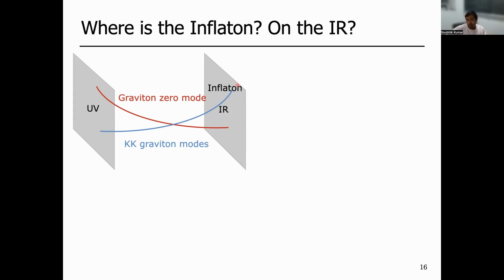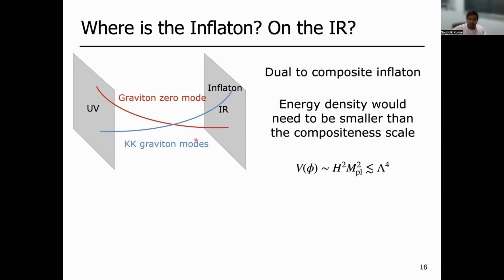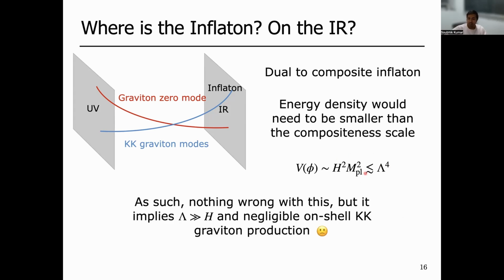So you can try putting the inflaton on the IR boundary instead. In that case, you would find that there is now a stronger coupling between the KK graviton and the inflaton. However, since the inflaton is there, you should also have enough energy in the inflaton field to drive inflation. To have a consistent description, you would like the inflaton energy density to be smaller than the IR scale, which is given by lambda. This is in general fine, except it just says that the IR scale is now much bigger than the Hubble scale.